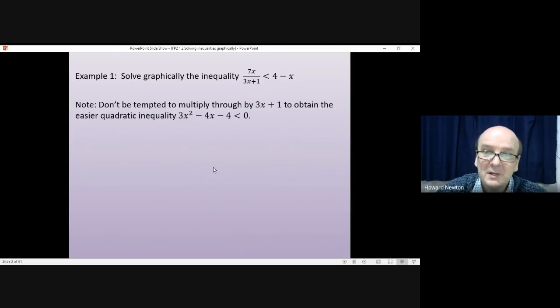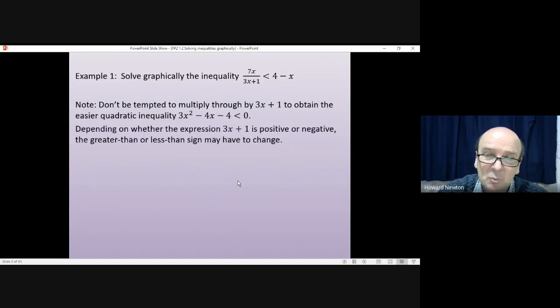The reason why you can't do that is because we have an inequality. Multiplying by an algebraic expression like 3x plus 1 is problematic because it depends on whether 3x plus 1 is positive or negative. And we don't know. It'll be different things for different values of x. If it's negative, then we would have to change the sign of this inequality. Better to avoid those issues altogether.